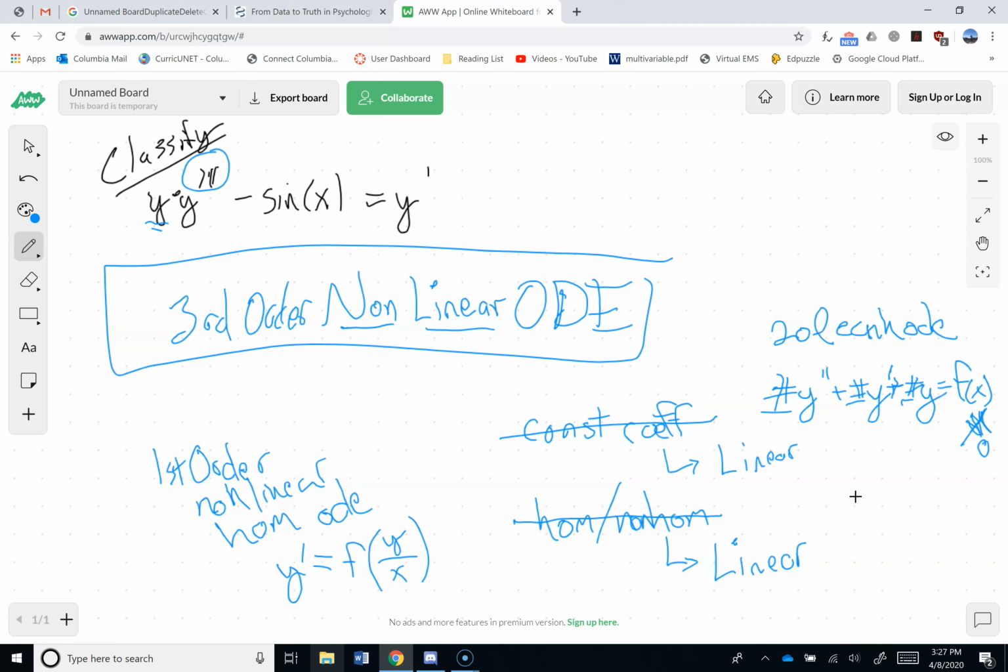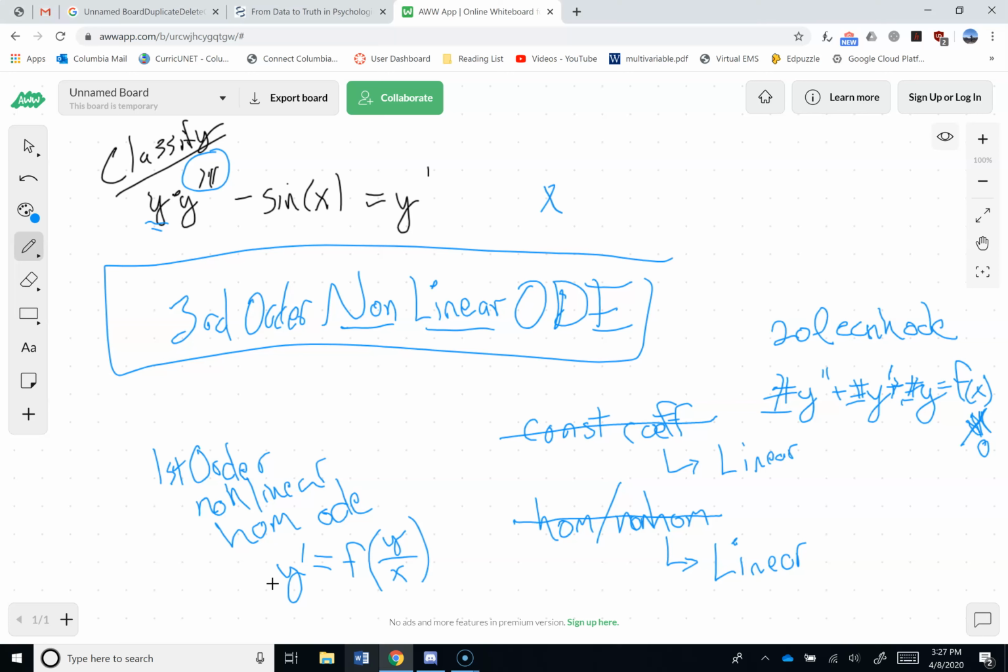Does that process kind of make sense? Yep. Okay, cool. I also should add that I would not say that something is second order linear non-constant coefficient. You just don't add that. Yeah, I just wouldn't add that modifier.